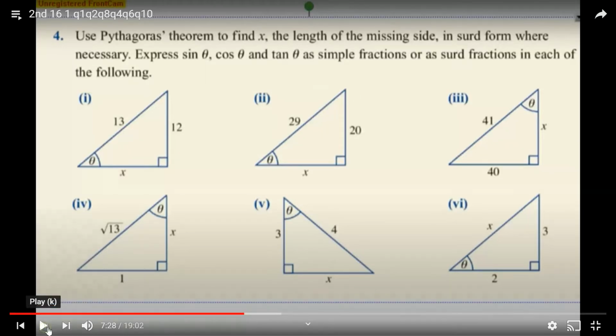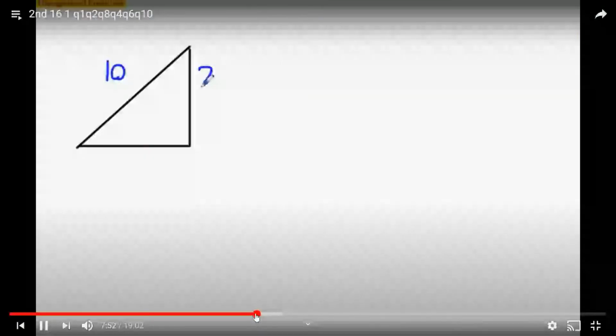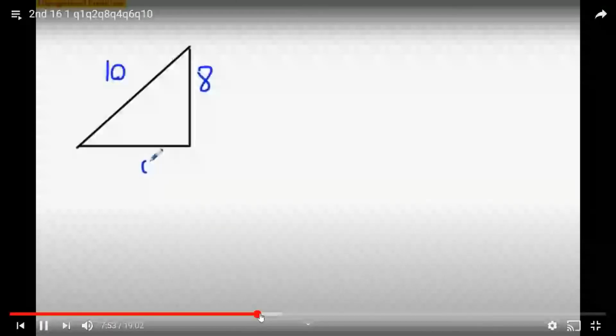Now in this question here, use Pythagoras Theorem to find x, the length of the missing side, and in surd form where necessary. Express sine theta, cos theta, and tan theta in simple fractions or as surd fractions, for each of the following. Okay, so what question are we going to take first? Fast forward a little bit. We're going to do our own question here first.